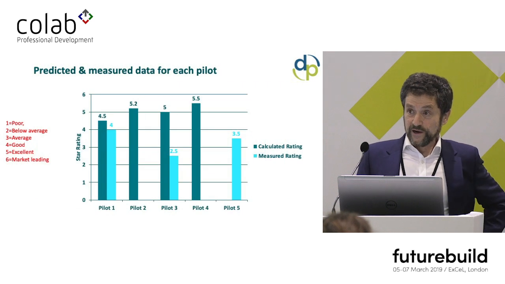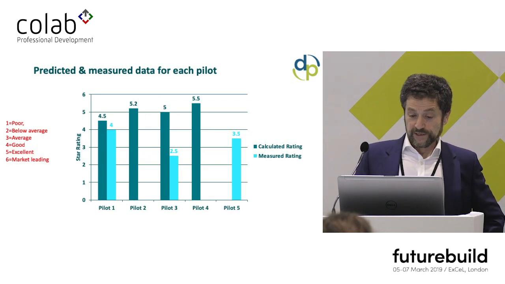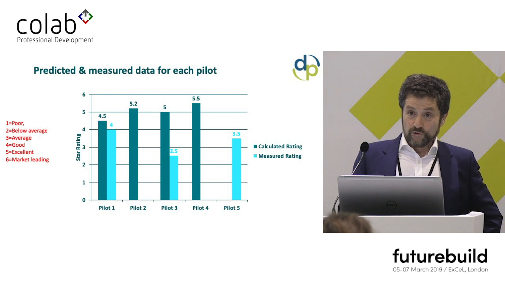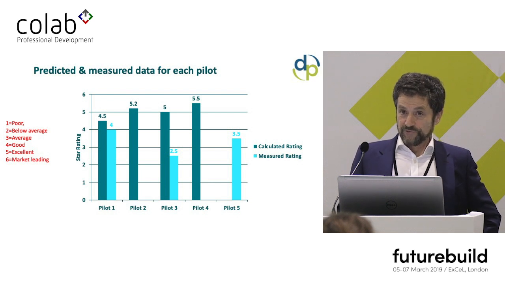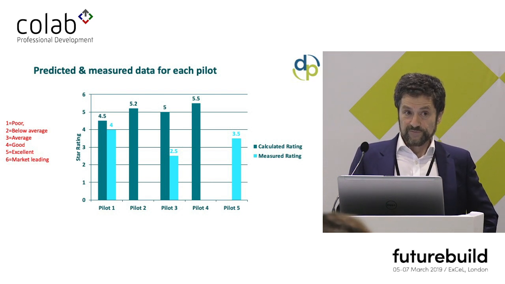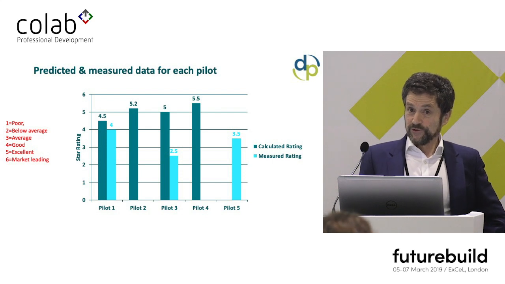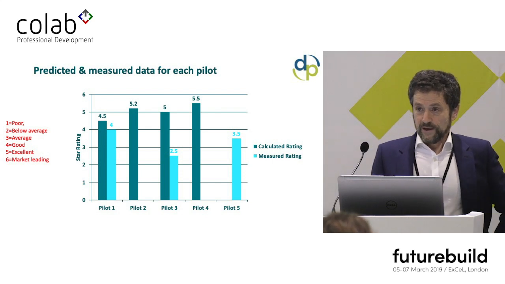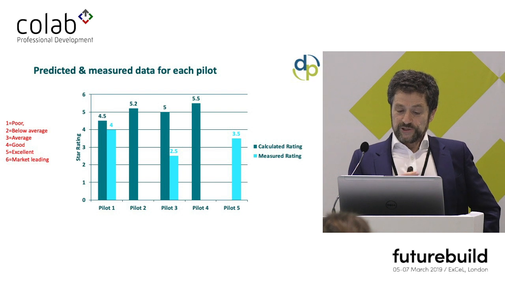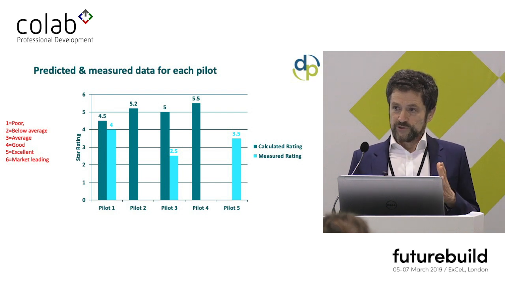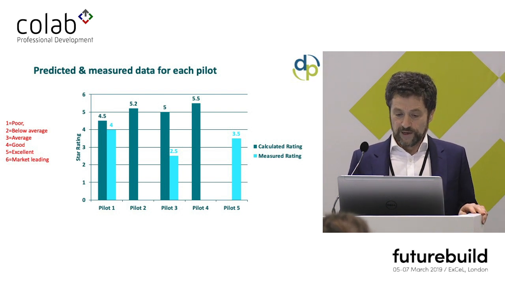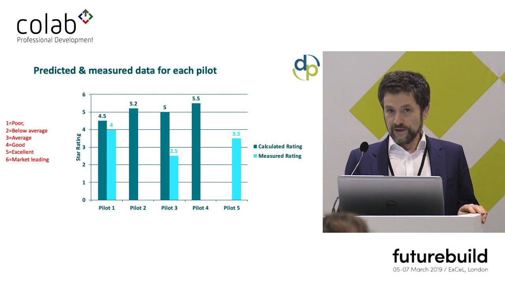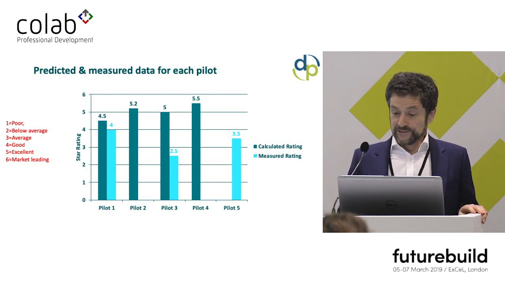Now, looking at 5 of those pilot buildings, you can see that for 4 of them we got a predicted rating, and for 3 of them we have a measured rating. There's only 2 where we have ratings for both measured and predicted. That's purely because we only had a 2-year window for the pilots. I'm going to tell you a couple of little anecdotes about the 2 pilot studies where we've got both measured and predicted ratings.